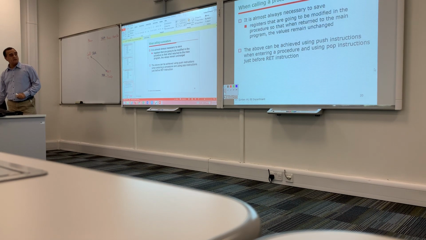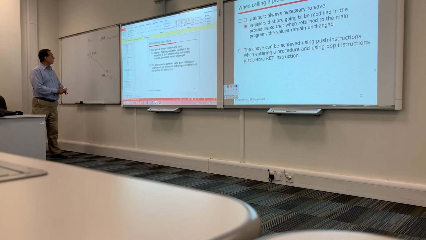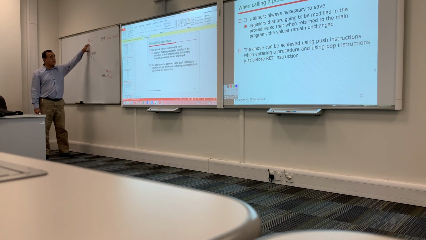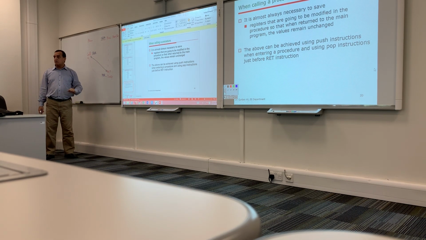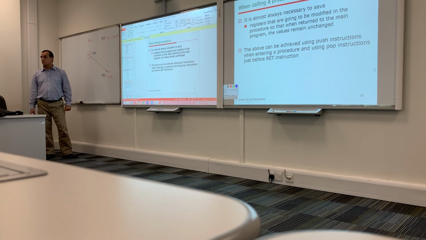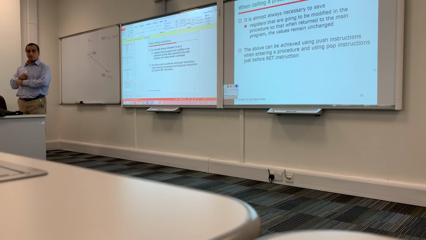The next slide says, when calling a procedure, it is almost always necessary to save registers. If I'm using AX in the main and my procedure also uses AX, it's better I save AX first, then reuse AX. When I'm going back, restore AX. The purpose is, if I save the value of AX, now AX is free, right? I can use it. This is the idea. Whenever you go to the procedure, always save the registers.